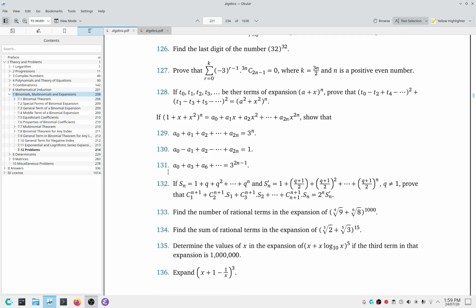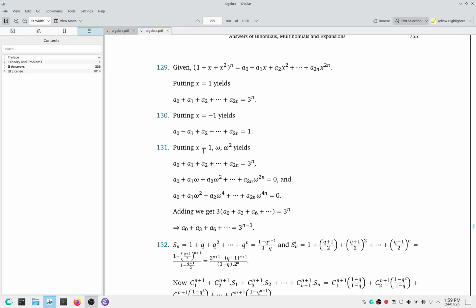So without further ado, let's get started. We were solving questions up to 130 in the previous video. 131 relates to this identity, which says that if (1 + x + x^2)^n is equal to a0 + a1x + a2x^2 and so on up to a2n x^2n, then we have to find the value of a0 + a3 + a6 and so on, and this sum would be 3^(n-1).